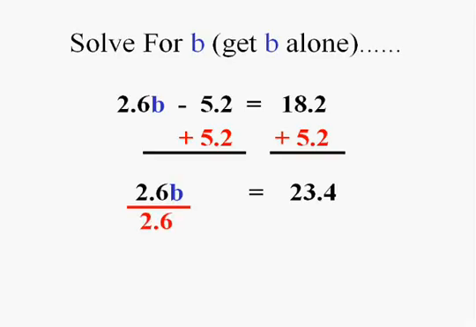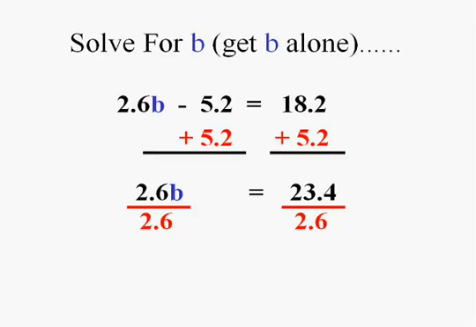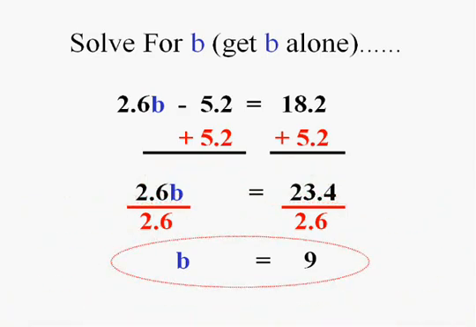He's multiplying, so I'll divide. Got to do it on both sides. Doing the division, I won't do that for you here. I'm going to get 2.6 divided by 2.6 is 1, isn't it? We don't write the 1. We say b, in this case, is 9. And that son of a gun is your solution, and your one and only solution to this equation.